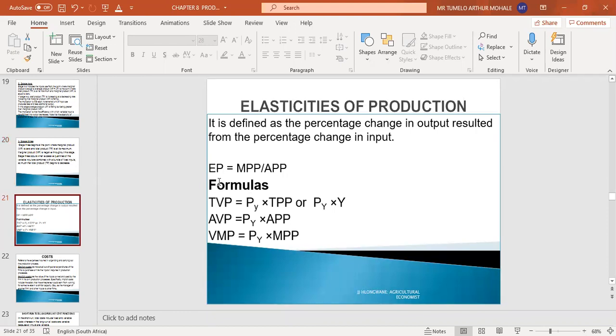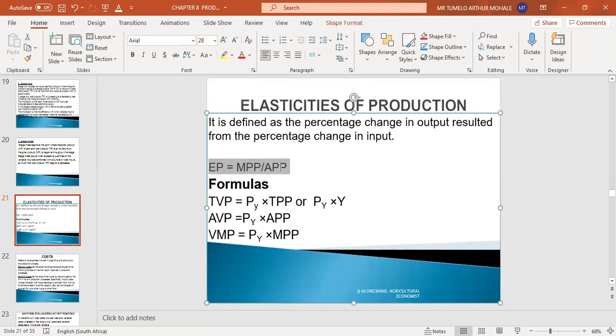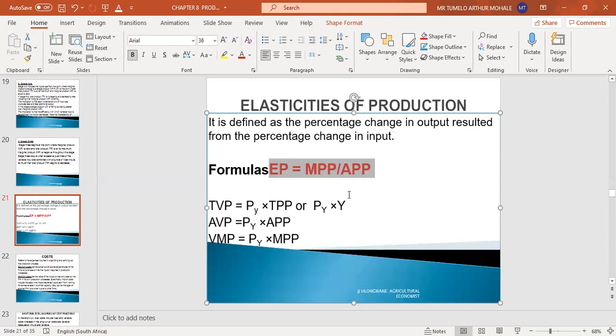So the first formula is EP. We spoke about the EP. We said EP is the what? What is EP? Elasticity of production. Good, you are ready. So the elasticity of production is given by MPP over APP. You should know how to derive MPP. You should also know how to derive APP, because you will need such knowledge to compute the elasticity of production.